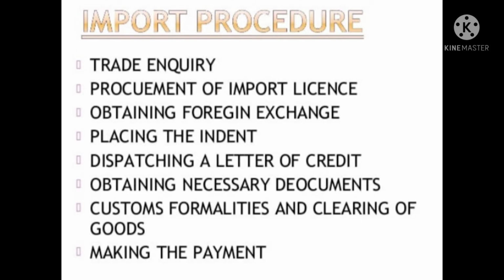Then you have to get the procurement of import license. It is nothing but an import license is essential to import the goods from a foreign country. So, whichever importing firm or individual is importing the goods from the other country, they have to obtain the license and importer exporter code number, that is called the IEC number. Importer exporter code number has to be taken from the controller of exports and imports.